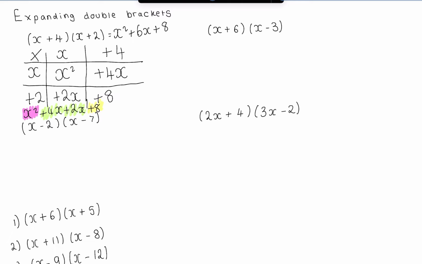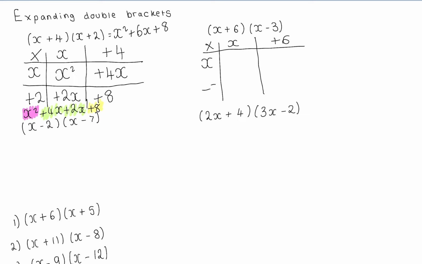Let's have a look at another example where we've got a positive and negative this time. So I'm going to set it up exactly the same, starting my grid with a little times. And then I'm going to take the first bracket, which is an x and a +6. And then I'm going to take my second bracket, which is an x and a -3. And you can see I'm splitting it up each time. Now remembering, when we're going through and multiplying, we're looking at what's above it and to the side of it each time. So I'm just going to do it backwards just so you can see how it works again.